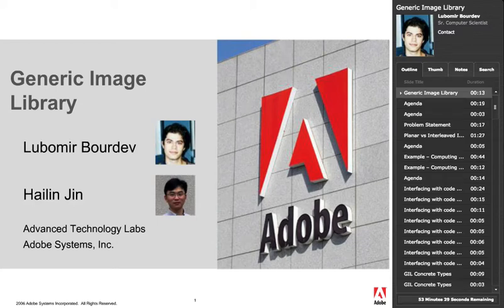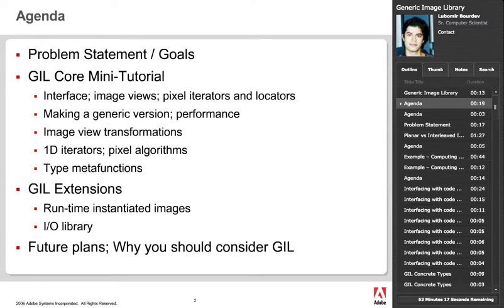Hello, my name is Lubomir and I will talk about the Generic Image Library, an image processing library I have created together with my colleague Hailin Jin. Here is a plan for the presentation. First we'll define the problem we're solving, then we'll go through a simple GIL tutorial, talk a bit about GIL as an extension mechanism, and finish up with the future plans we have for GIL.